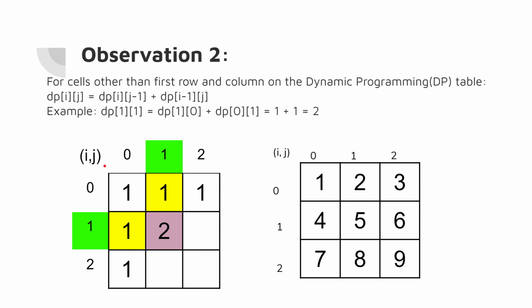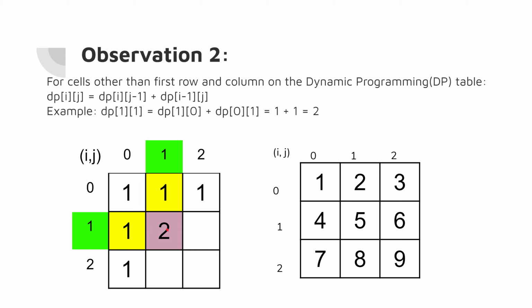For another observation, for cells other than the first row and column on the dynamic programming, DP for short, table, dp[i][j] is equal to dp[i][j-1] plus dp[i-1][j]. So when i and j are 0, dp[i][j] would be this, because there's 0 on rows and 0 on columns right here. j is the column and i is the row. So when i is 1 and j is 1, then it will be over here.